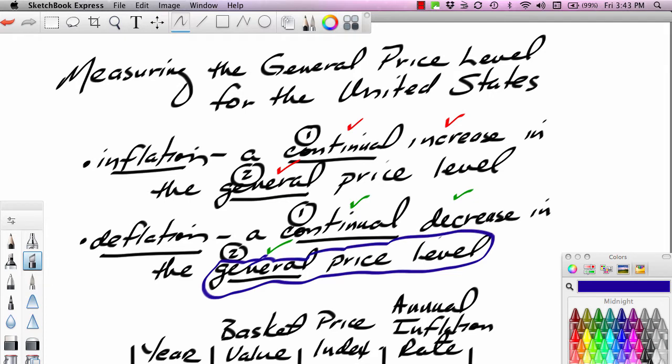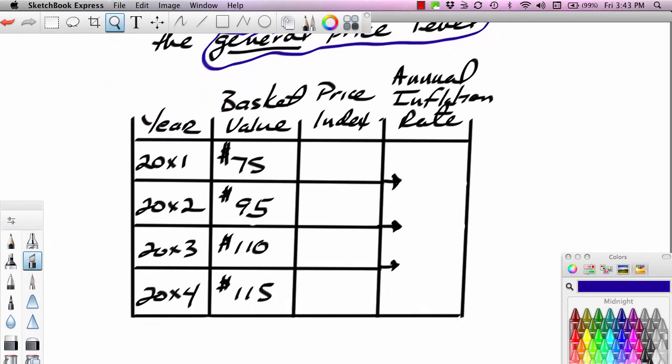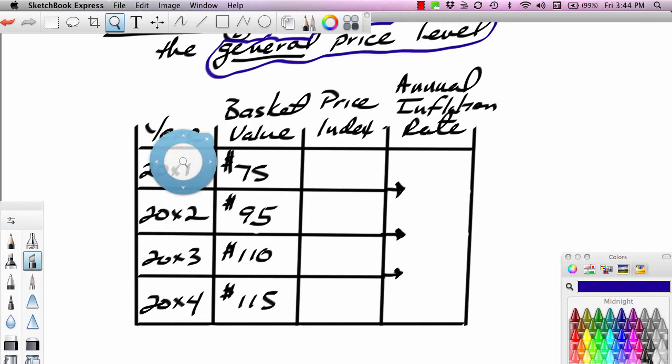I mean, what is this actually talking about, and how is this actually measured? So let's go ahead and move right into this. Now what I've done is I've set up a table here, and why don't you take a minute and draw this table, and I'm going to basically fill in what is open here in the table.